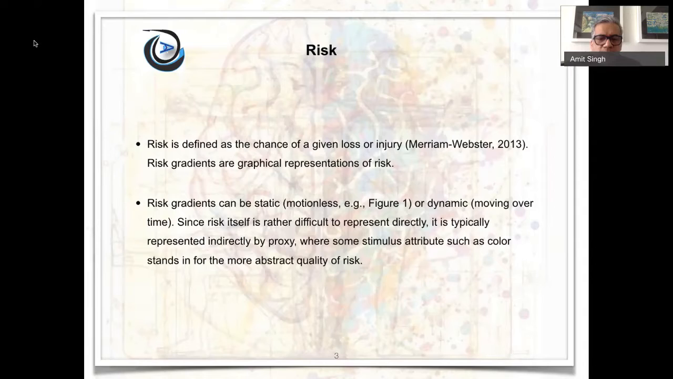So risk gradient can be static, motionless, or dynamic, moving. Since risk itself is rather difficult to represent directly, it is typically represented indirectly by proxy. Some stimulus attribute, such as color, stance, inform more abstract quality of risk.